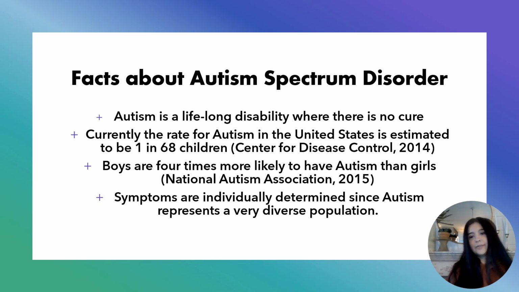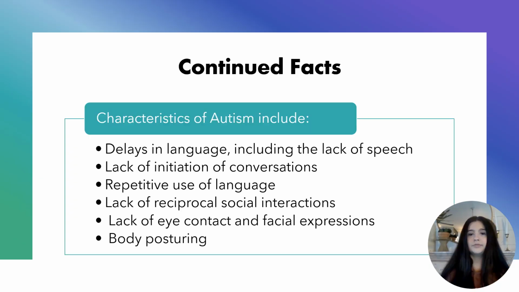Facts about autism spectrum disorder. Autism is a lifelong disability where there is no cure. Currently, the rate for autism in the United States is estimated to be 1 in 68 children. Boys are 4 times more likely to have autism than girls. Symptoms are individually determined since autism represents a very diverse population.